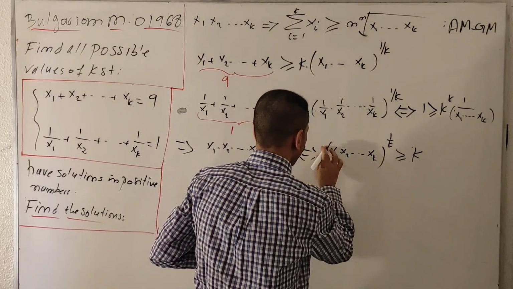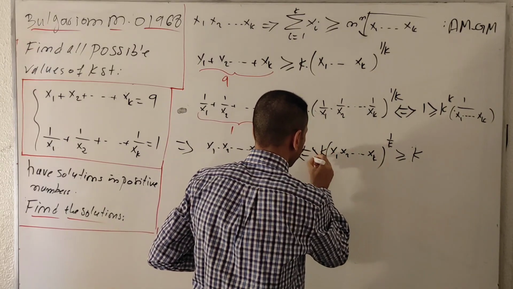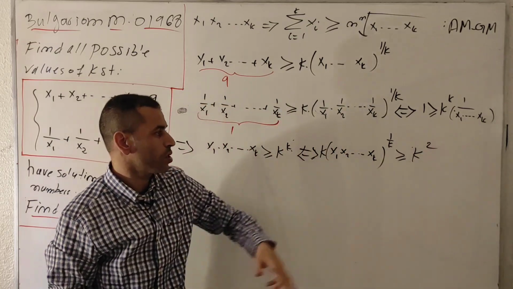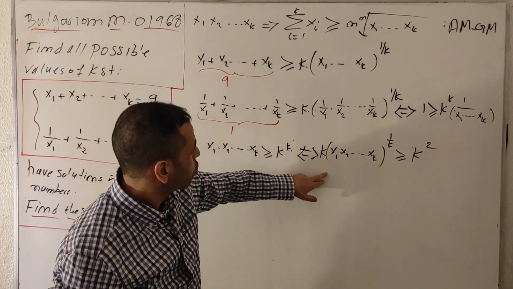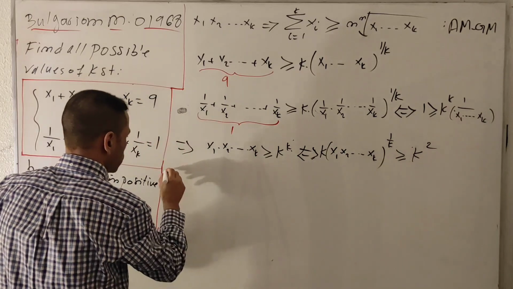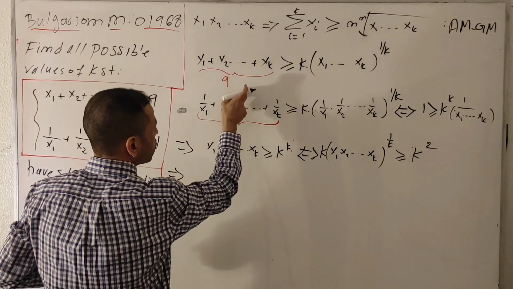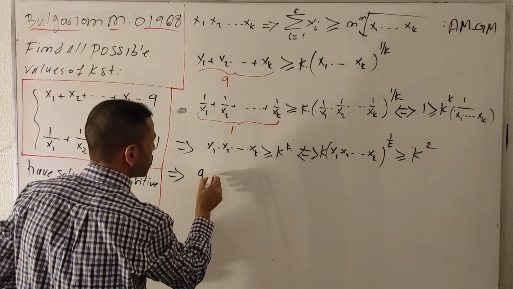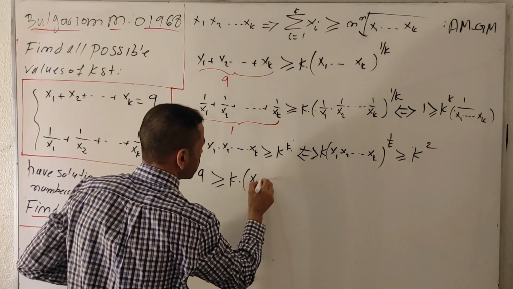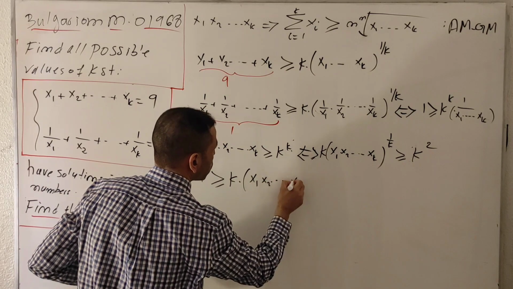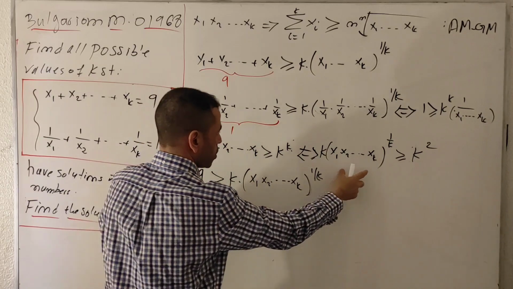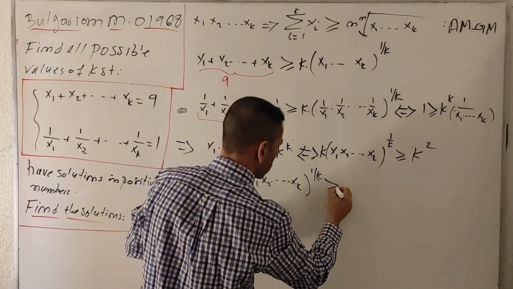If I multiply this one by k and k on both sides, I will have k squared on the other side. So now I'm going to make the comparison. I'm going to bring this one down here. So I will have this term, which is 9, is greater than or equal to k multiplied by the product of x1 through xk to the 1 over k. This term is the same as this term. This one is greater than or equal to k squared.